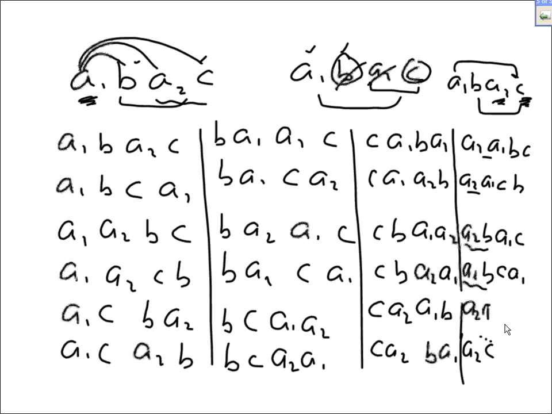The next one, I still don't like how it's written. A2 and C. So A1 and B are left over. You can have A1B or BA1. There are 24 of them, but I claim that half of them are repeated.